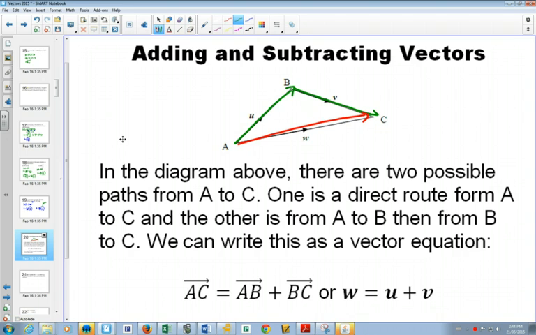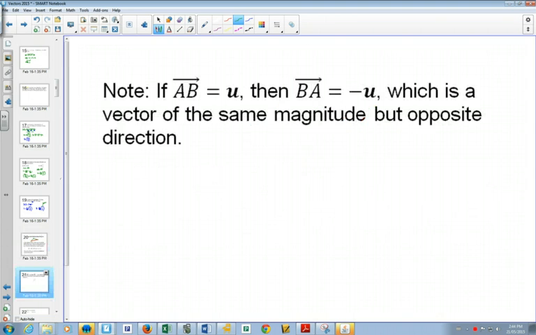And that's how we're going to add vectors together. There's the direct route, and then you could go from A to B and then B to C. We say that those are the same thing. The A to C is just the same as A to B plus B to C. So anytime we have one vector going in one direction, if A to B is the vector u, then going backwards would just be the negative of that. So it would have the same magnitude, but an opposite direction.